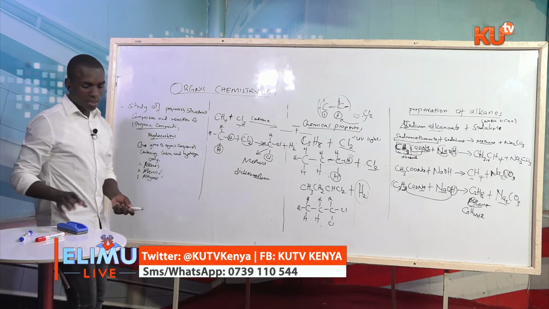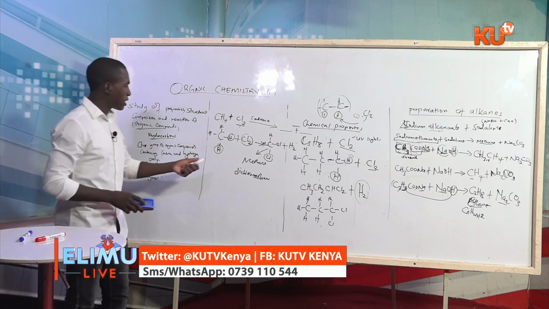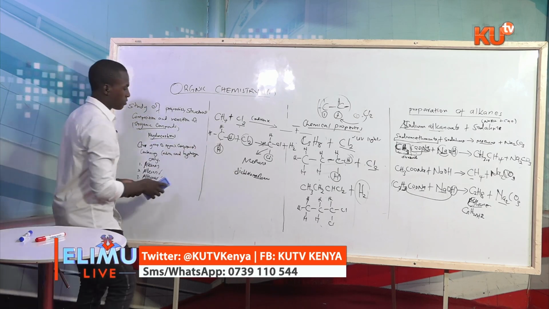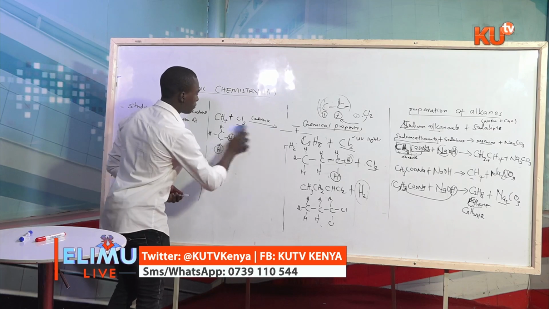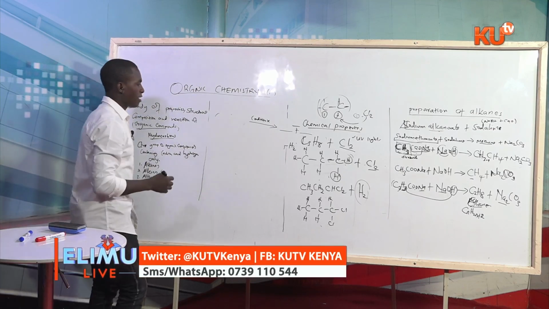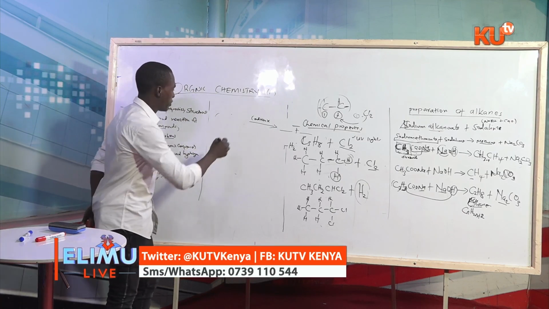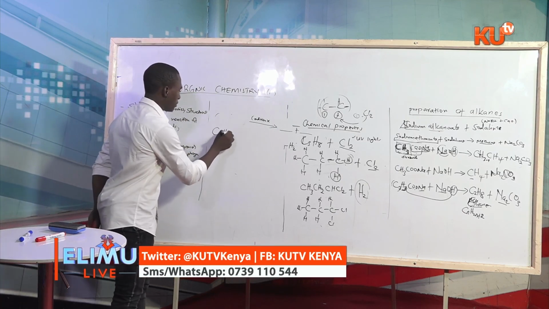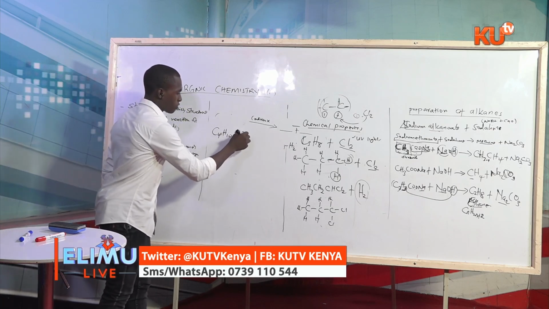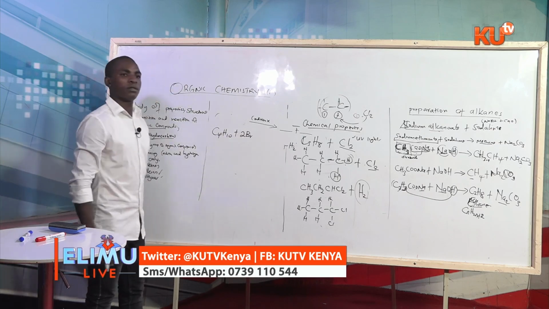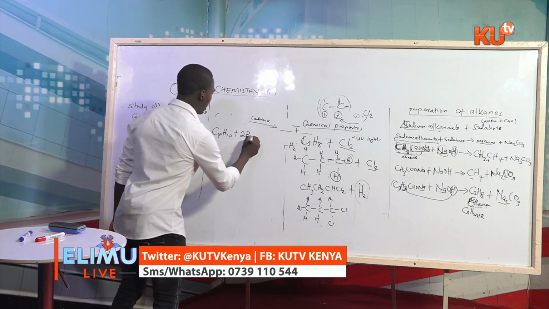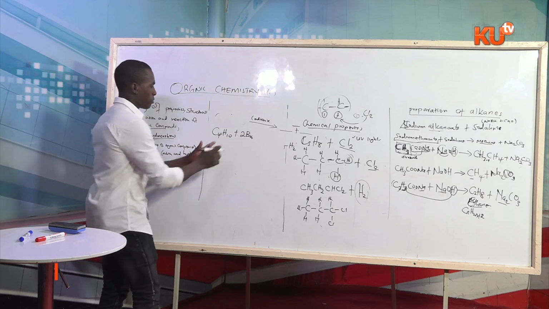Good. Also, let's see an equation, what happens when an alkane reacts with bromine. For this case, we shall have an alkane. For instance, let's say we have butane, and it's reacting with 2 moles of bromine. That's 2 moles of bromine, and bromine is diatomic, so of course it's Br2.